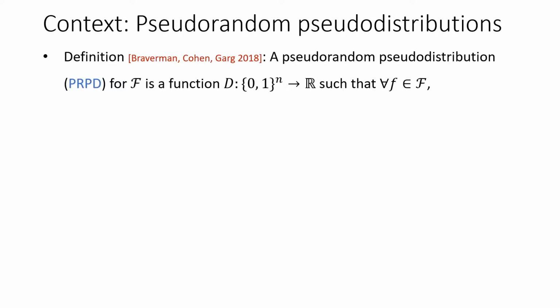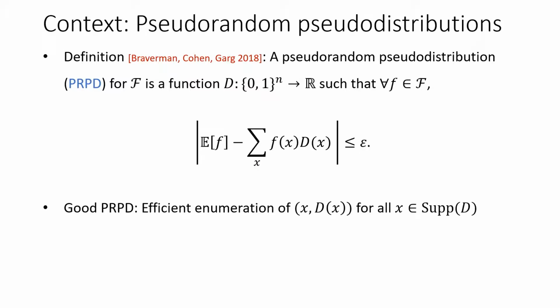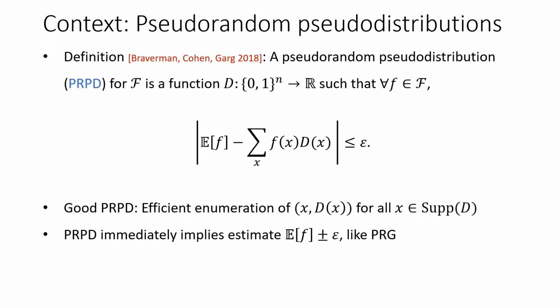Before I get into the proof, though, let me give you a little bit of context. Along with pseudorandom generators and hitting sets, there is a third important concept called a pseudorandom pseudodistribution. This notion was introduced a couple of years ago by Braverman, Cohen, and Garg. Basically, it's a generalization of the pseudorandom generator concept, where now we allow the probabilities to be arbitrary real numbers that might be negative or bigger than 1. Notice that this is a two-sided tool. It immediately allows us to estimate the expectation of f to within plus or minus epsilon, just like a genuine pseudorandom generator. Furthermore, the support of a pseudorandom pseudodistribution is automatically a hitting set.